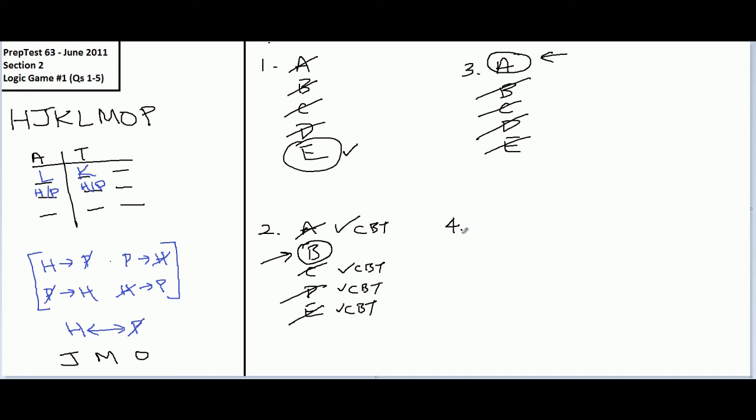How about question 4? Now the question says, if Ortiz is appointed to the appellate court. So let's redraw our diagram. Now we have L, we have one of H or P, and now they're telling us that O is also appointed to the appellate court.